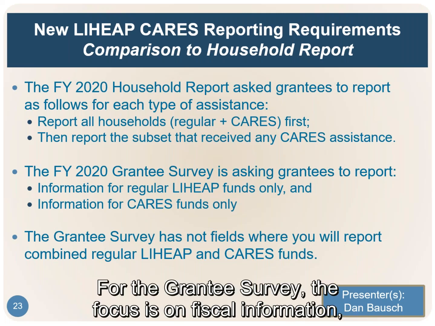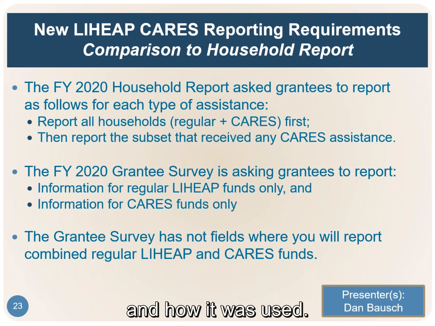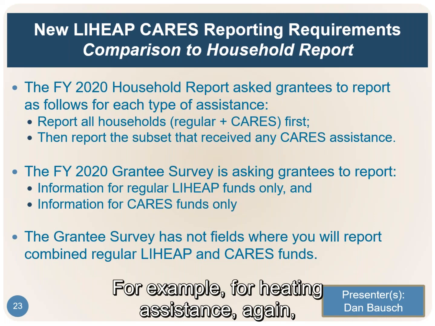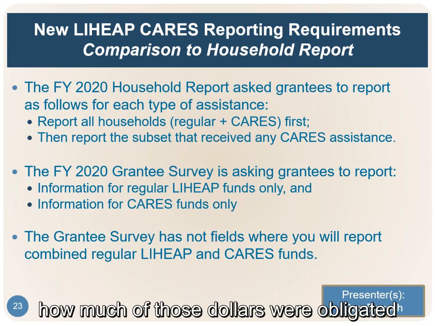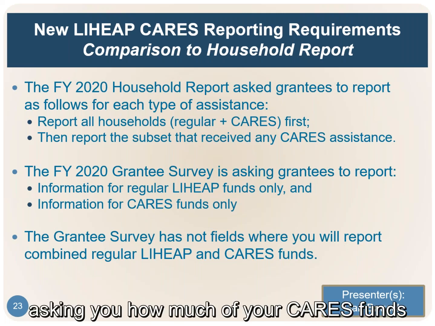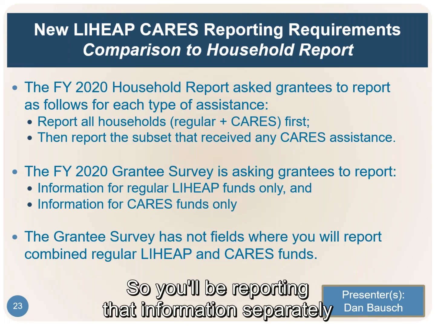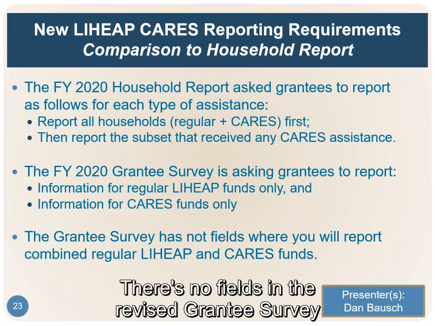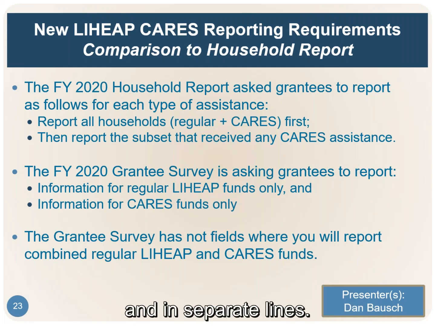For the Grantee Survey, the focus is on fiscal information, on the amount of funding from one source and how it was used. So the Grantee Survey is asking you to report information for regular LIHEAP funds. For example, for heating assistance, again, how much of your regular LIHEAP funds that were awarded to you as block grants or reallotment funds during FY20, how much of those dollars were obligated for heating assistance. Then there'll be another line separately in the Grantee Survey asking you how much of your CARES funds you received were obligated for heating assistance and cooling assistance and so forth. So you'll be reporting that information separately from your regular LIHEAP funds. There's no fields in the revised Grantee Survey where you'll report regular LIHEAP and CARES funds together. So they'll always be distinguished in separate lines.